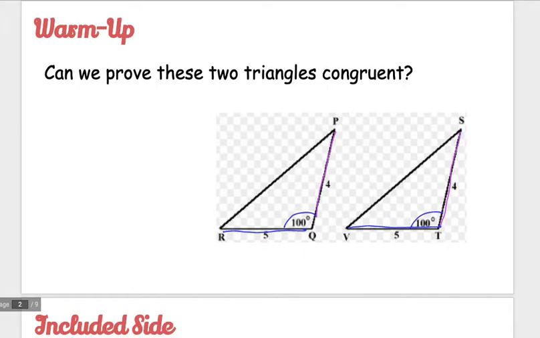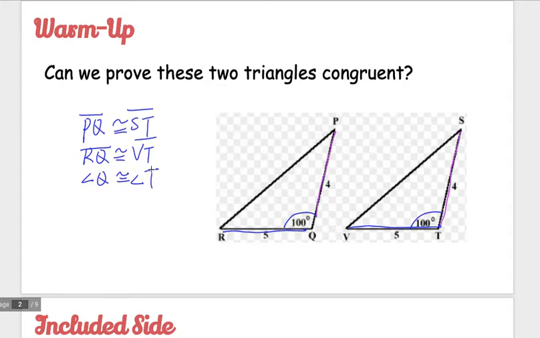So we know PQ is congruent to ST. We also know RQ is congruent to VT. And angle Q is congruent to angle T. Okay, so those are the side, angle, side. Again, the angle must be in between the two sides. That's what I mentioned before.